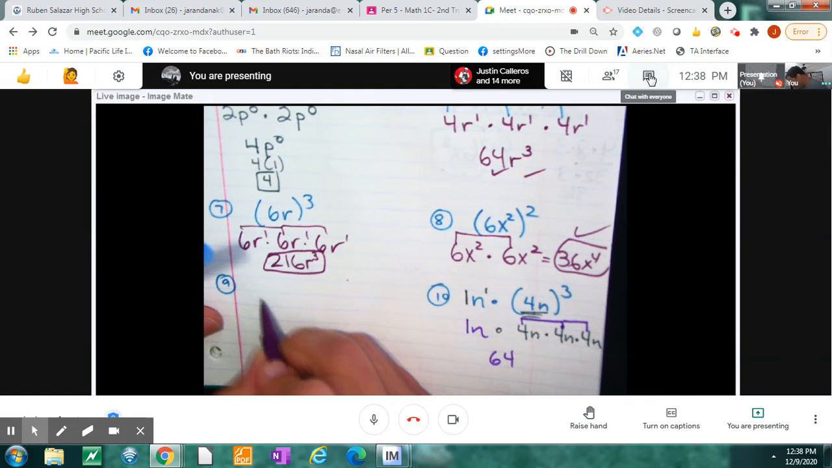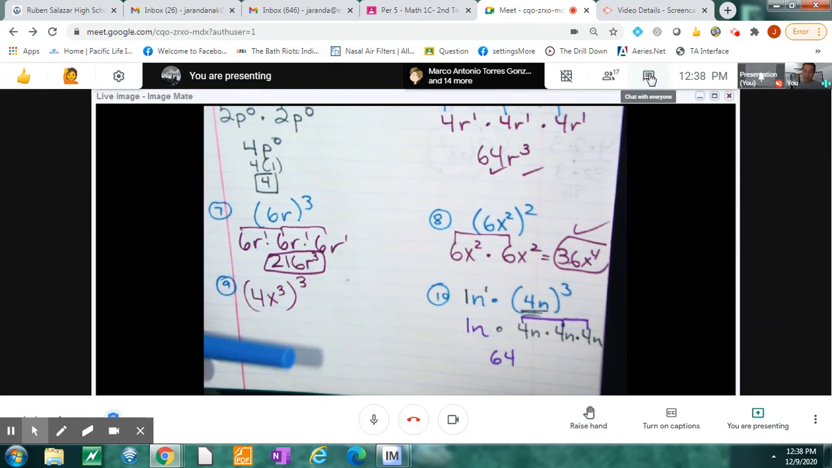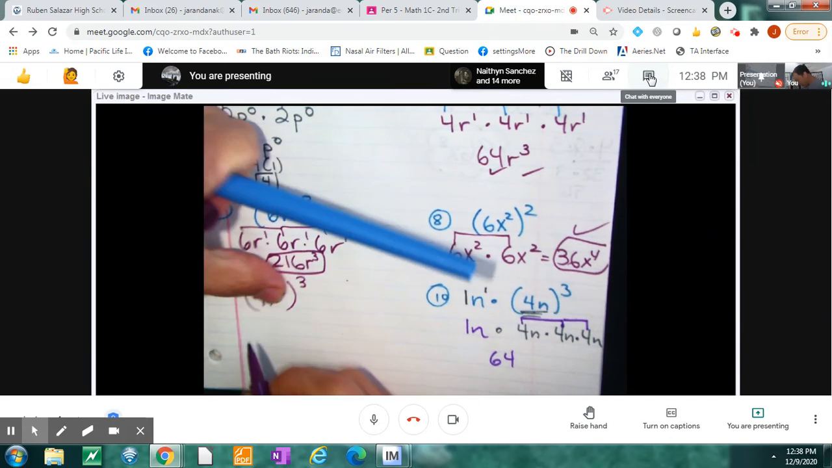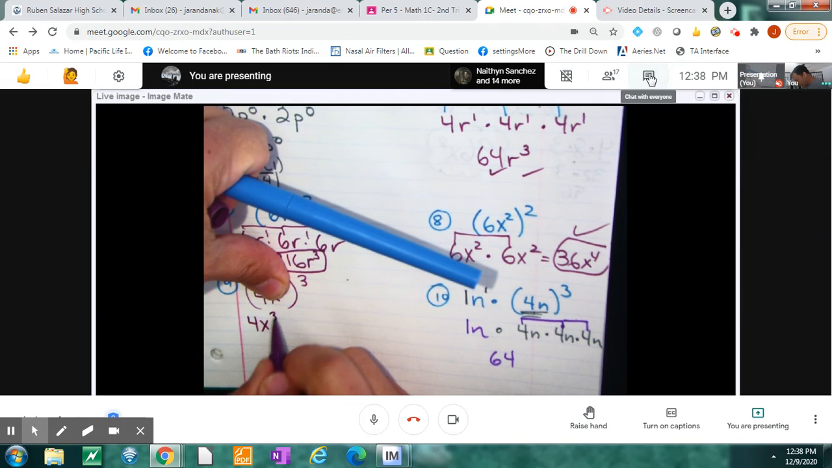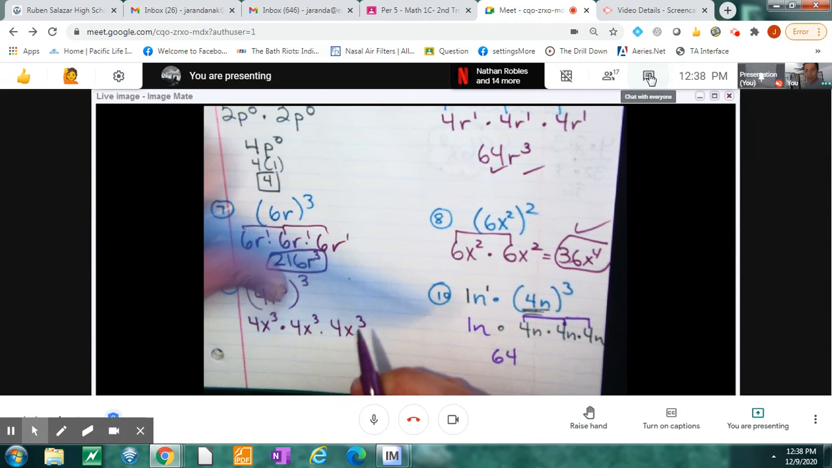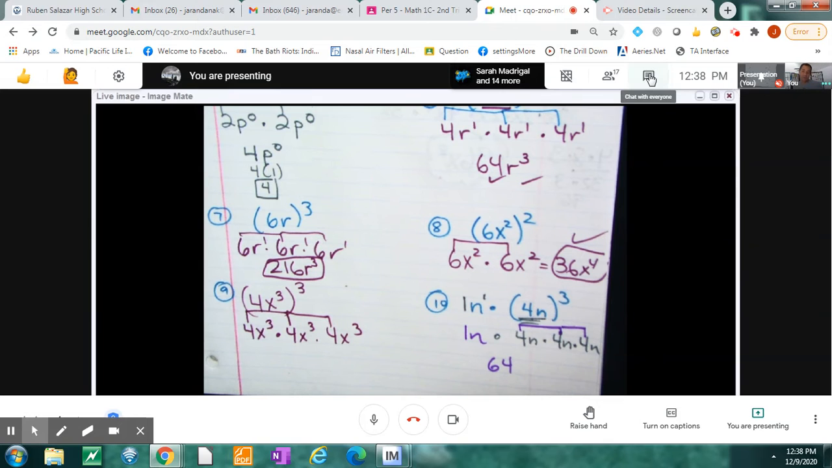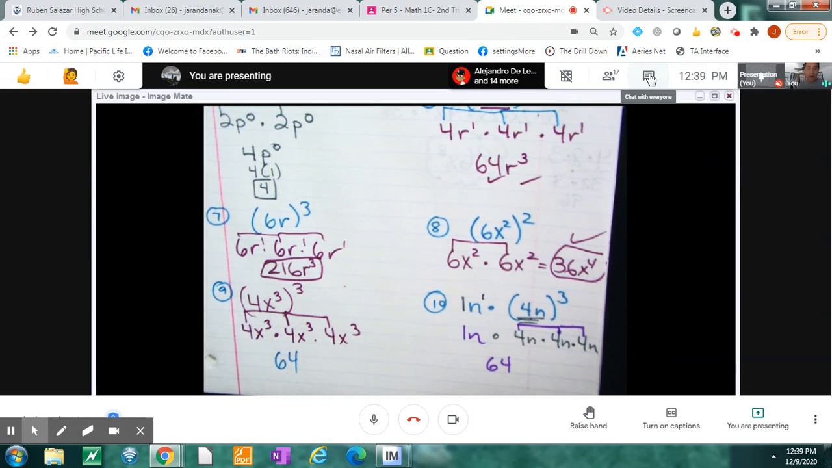9. Same thing. 4x to the third. We're gonna raise that to the third. It's like gambling. I'm gonna raise you $30. Like, oh wow, $30. Yeah, I'll double down. So we're gonna go ahead and put 4x to the third times 4x to the third times 4x to the third. Okay. So now 4 times 4 times 4. What's 4 times 4 times 4? Well, it's 64.